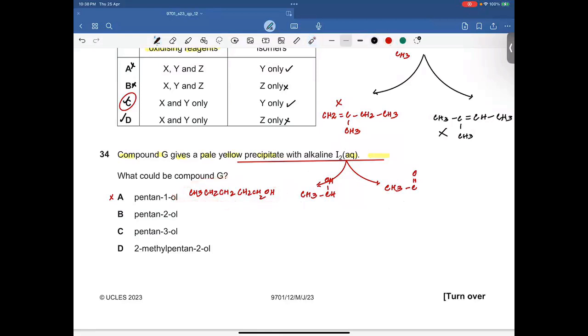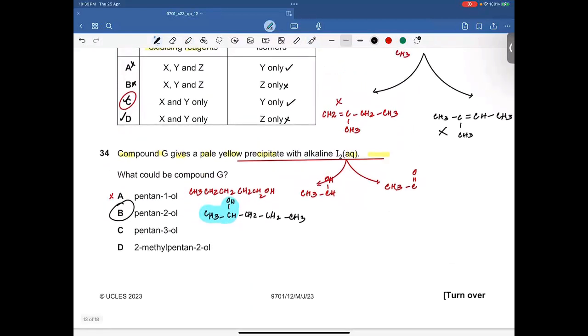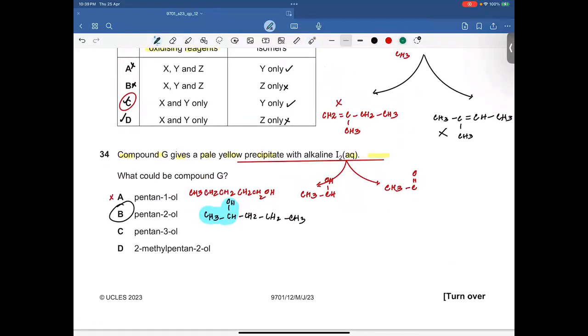Let's talk about B. This is pentan-2-ol, CH3CH(OH)CH2, carbons 3, 4, 5. Obviously, this contains a CH3CH(OH) group, which means B is going to be the right answer. Let's talk about C. In C, we have pentan-3-ol. Obviously, in this scenario, we will not get a CH3CH(OH) group, and again we cannot get the iodoform test in this scenario.